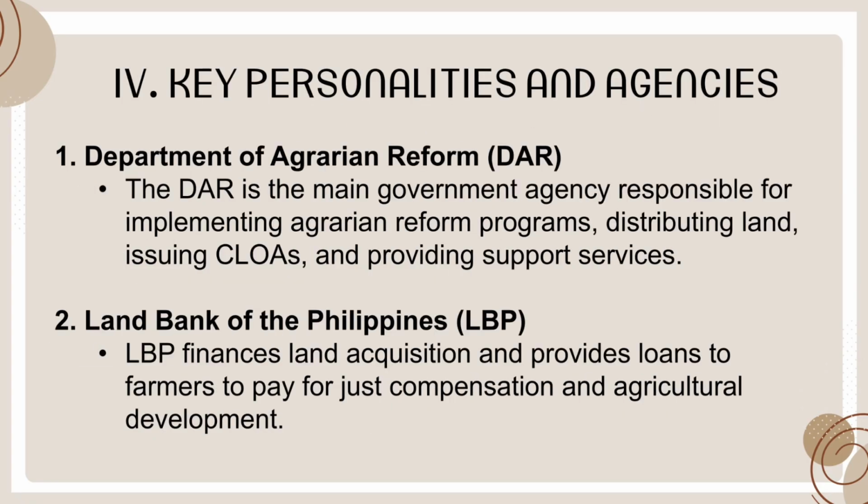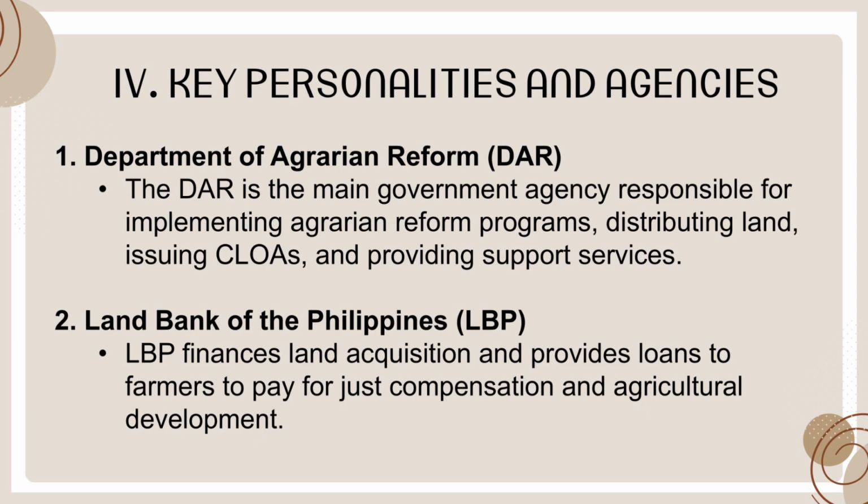Now, let us proceed to the key personalities and agencies of agrarian reform. The Department of Agrarian Reform, or DAR, is the main agency in charge of agrarian reform. It distributes land and issues CLOAs. The Land Bank of the Philippines pays landowners, and it also provides loans to farmers.